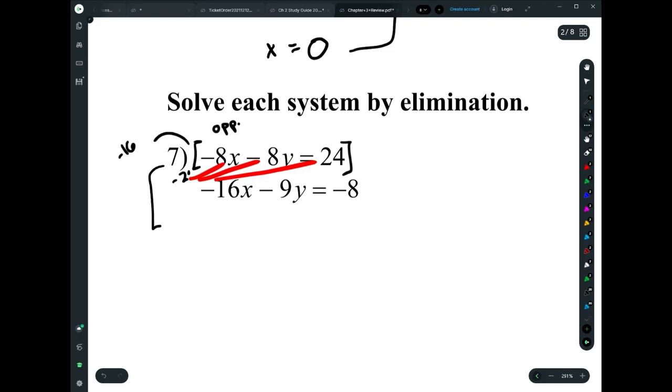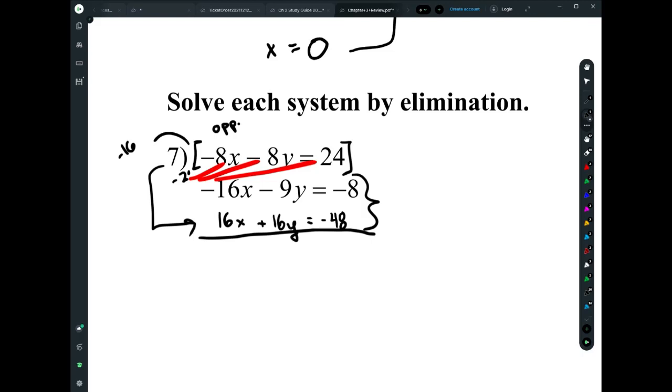I'll rewrite that equation below it, so that's going to be 16x. Negative 2 times negative 8 is going to be another positive 16y. And negative 2 times negative 24 is going to be negative 48. Now, the 2 equations we haven't touched yet, we are going to then just add them right together. You'll notice the x's cancel. 16 and negative 9 is going to be 7. And we're going to see that's equal to negative 56 when we add all these together.